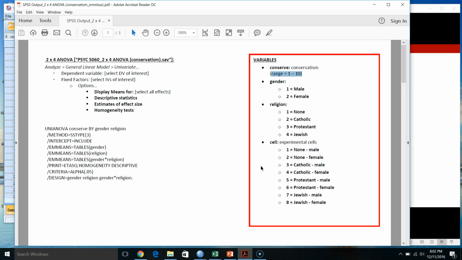And then we're going to have an interaction. Our interaction is going to tell us whether or not we see differences in conservatism across our religious affiliation that differ across men or women.